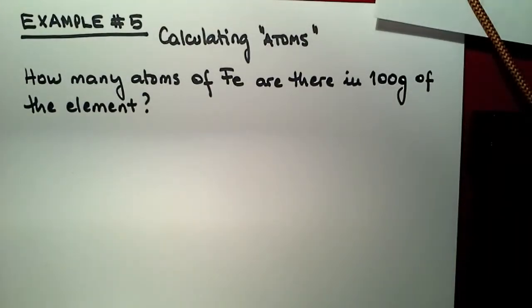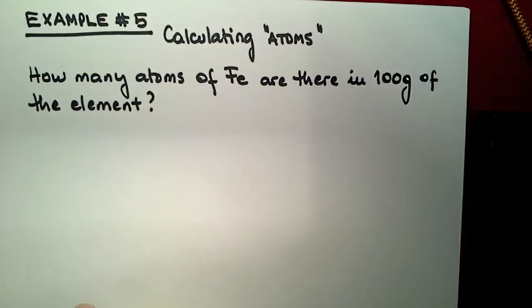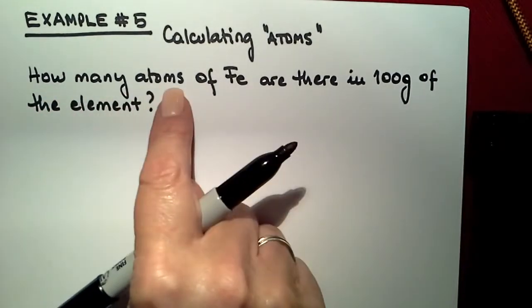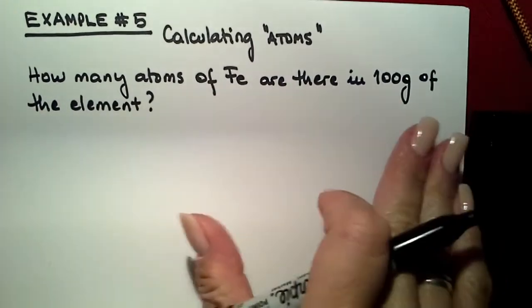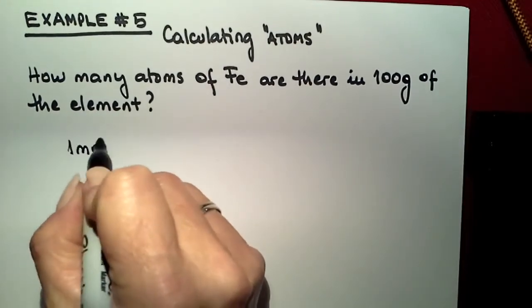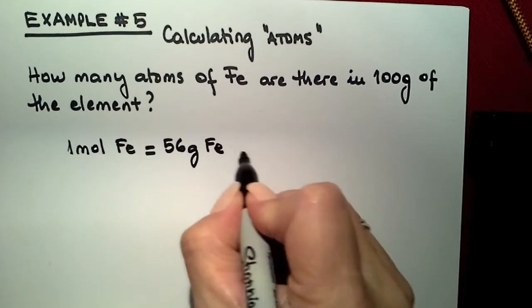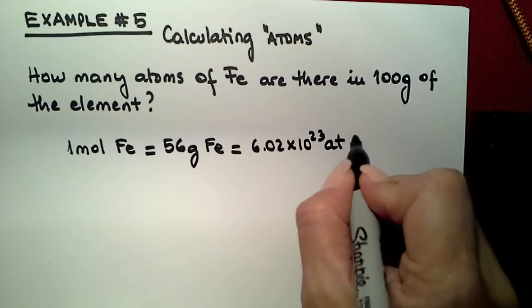In this fifth example, I need to include the calculation of atoms, because sometimes we always calculate molecules and you forget that the same relationship can be used for atoms. It says how many atoms of iron are present in 100 grams of the element. The first thing we always do is write the same relationship, but for atoms. 1 mole of iron atoms is equal to 56 grams of iron, and it has 6.02 times 10 to the 23rd atoms of iron.